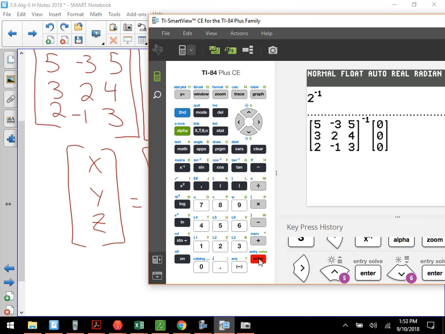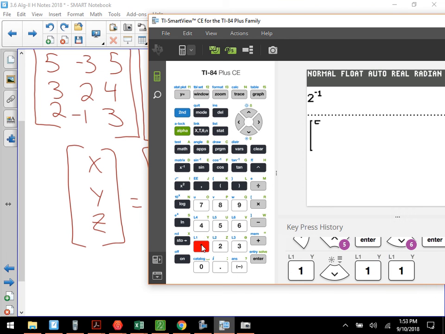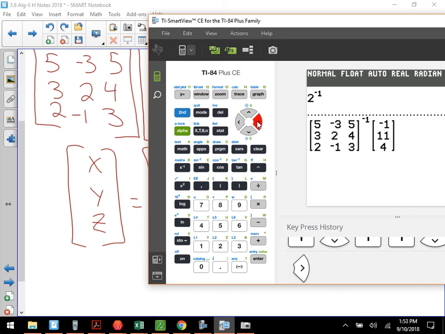Again, if it shows up 3 across, like 3 in a row, that means you just flipped it. You need to go back and edit it, and then fill in the blanks. What was it? -1, 11, and 4. Thank you. -1, 11, 4. Guess what you do now?